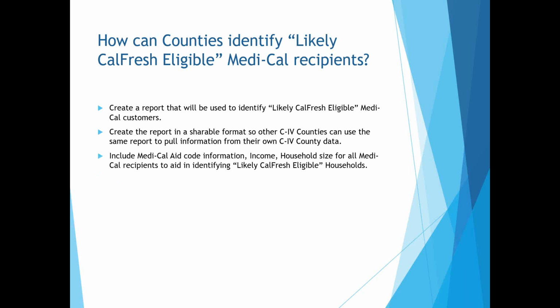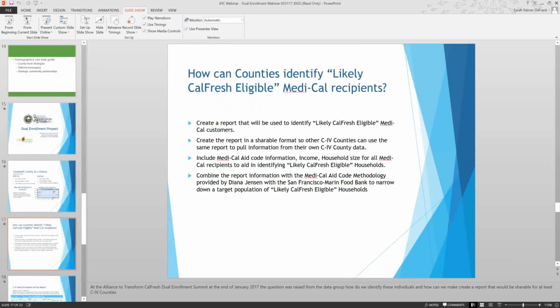So in that report, we're going to include things like MediCal aid code information. I think that's the main driving force behind identifying these people, income, household size, and some other pieces of information.